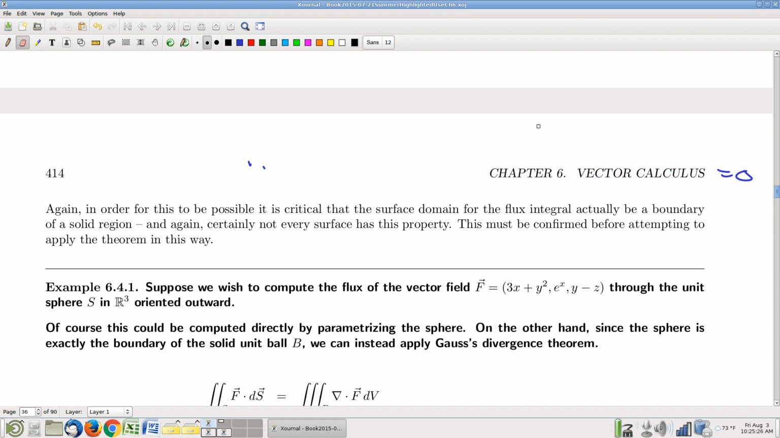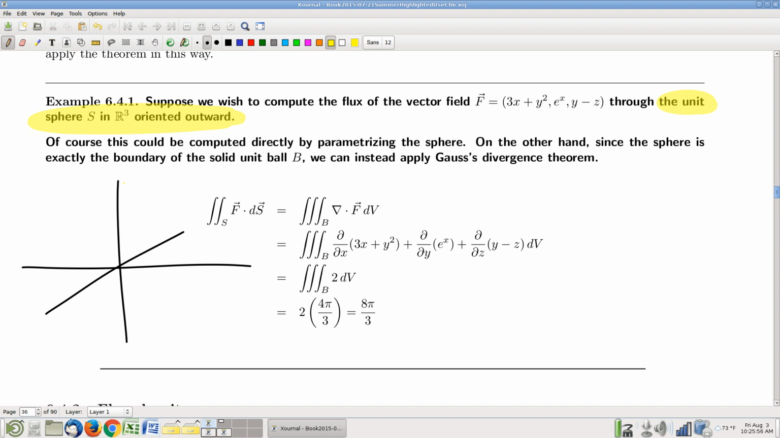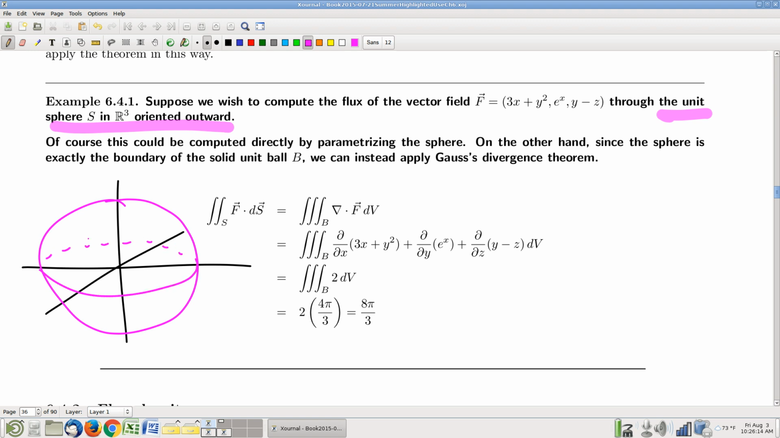Okay, so let's go back to the question we're considering here. We want to apply our theorem. We want to compute a flux. Here's a vector field, unit sphere. We've agreed parametrizing would be a nightmare of algebraic inconvenience. So let's look at this domain here. The unit sphere in R3 oriented outward. Draw a picture. The unit sphere. You know what? I made a poor choice of color there. Let me reconsider. The unit sphere oriented outward is this surface.